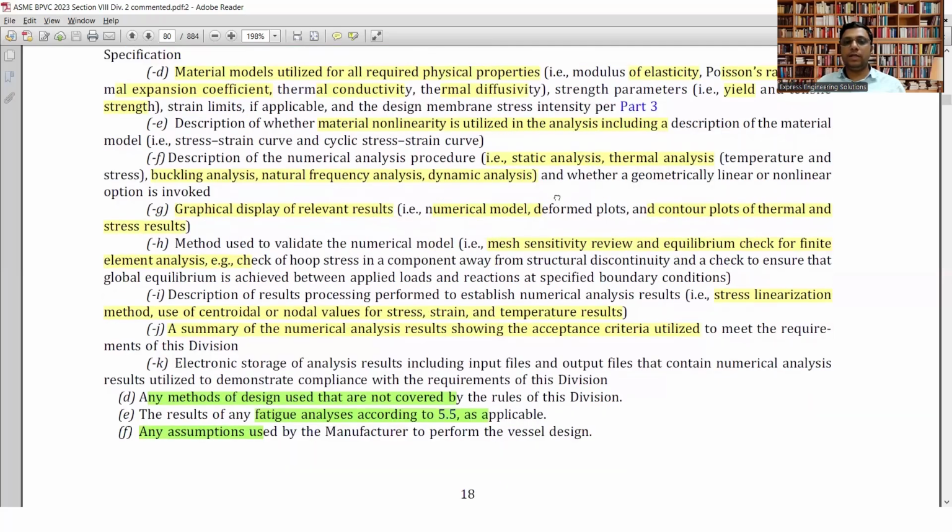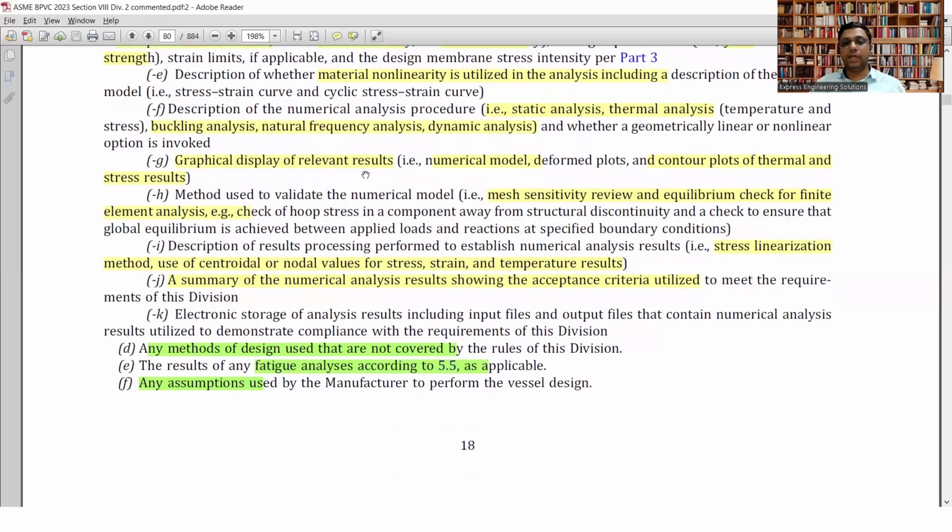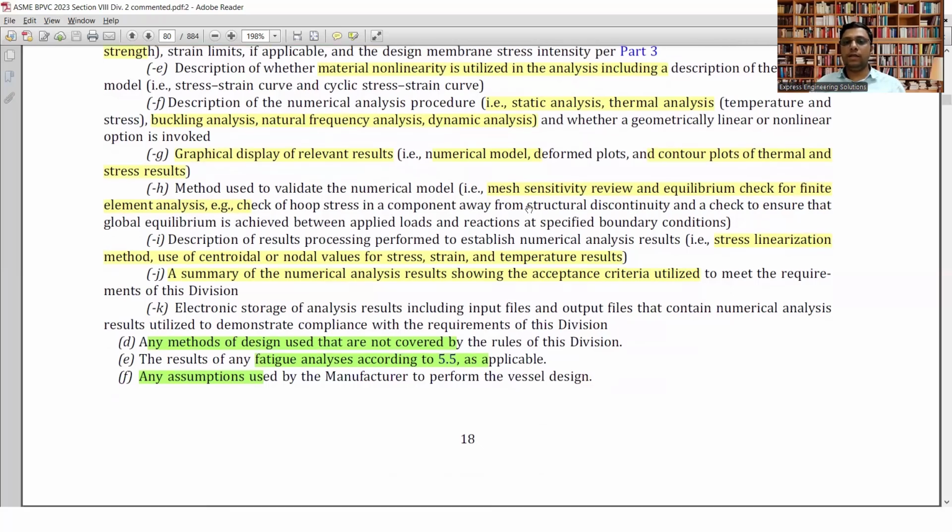Then what type of analysis has been done, whether it is a static analysis, thermal analysis, buckling analysis, then graphical display of the relevant results. If it is to be done from the ANSYS, then various ANSYS display, or we can say the screenshots needs to be provided. Then the mesh sensitivity check also needs to be provided. Equilibrium check also needs to be a part of that particular report.